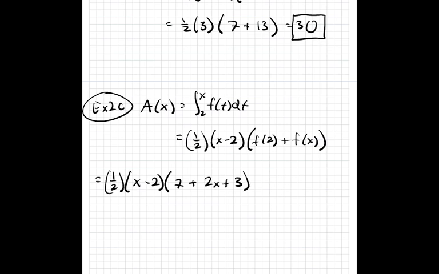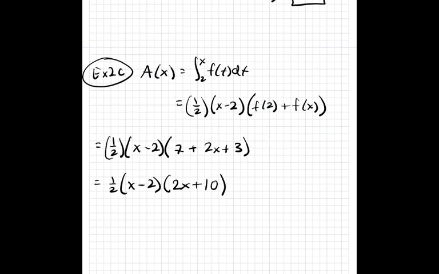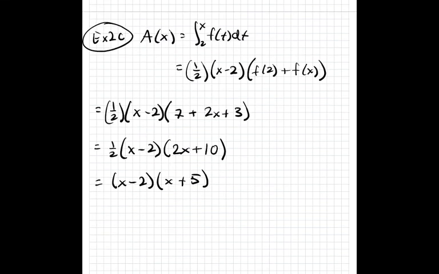So if we keep going, we've got 1/2, this x minus 2, and this 2x plus 10. I'm going to go ahead and distribute that half. We'll get x minus 2 times x plus 5. And then this will expand to x squared plus 3x minus 10. I think this is good.